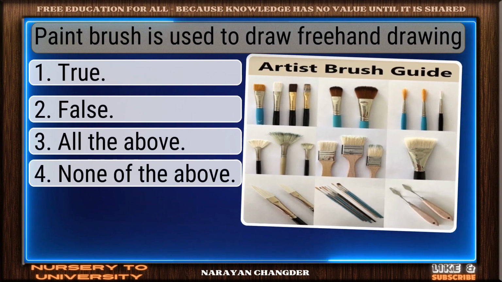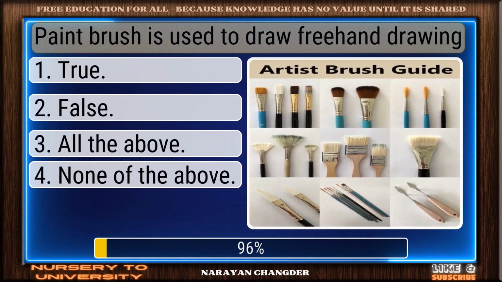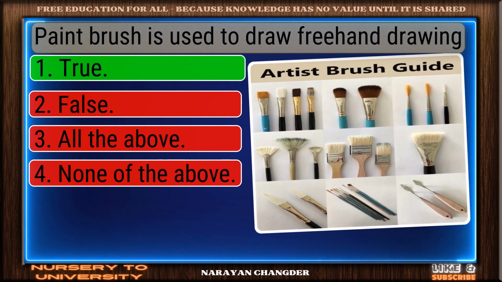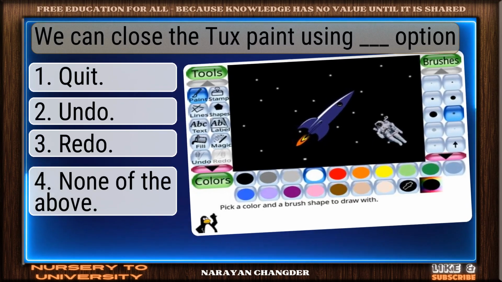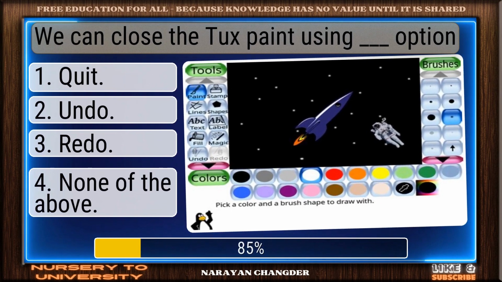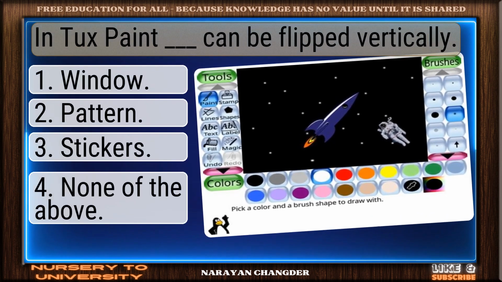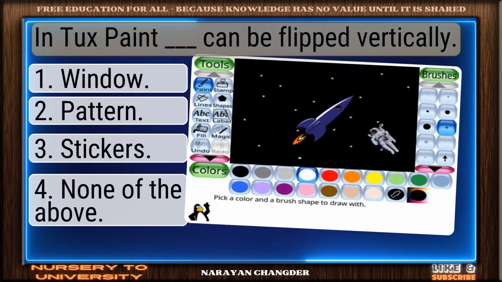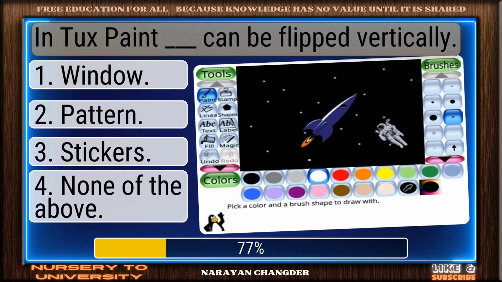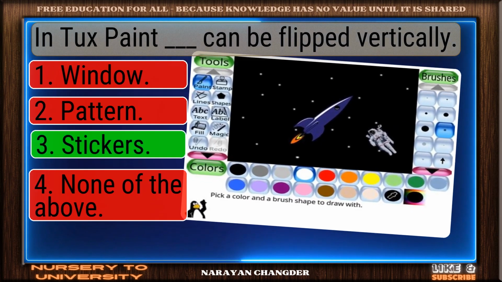Paintbrush is used to draw freehand drawing. Good thinking. True is right. We can close the Tux Paint using Dashed option. Exactly. Quit makes sense. In Tux Paint, dash can be flipped vertically. Solid response. Stickers is valid.